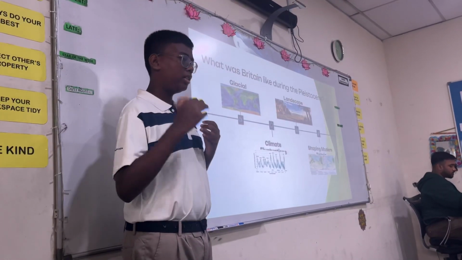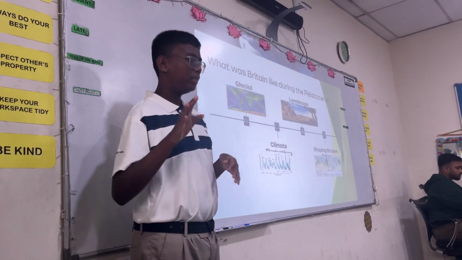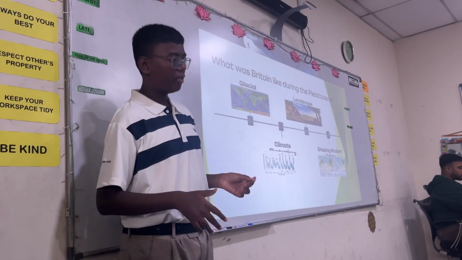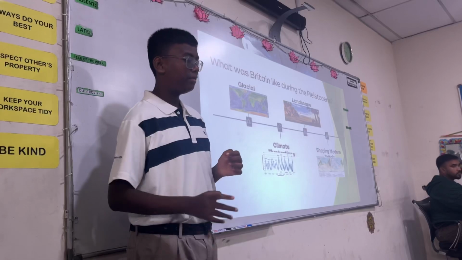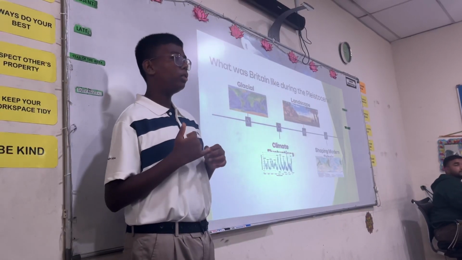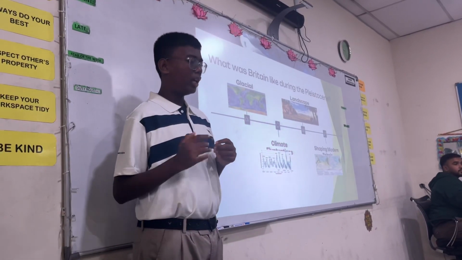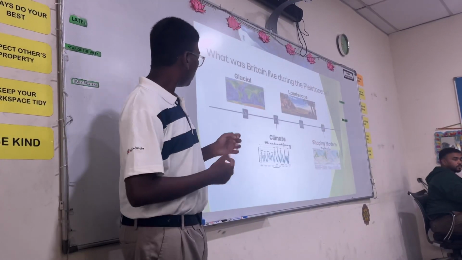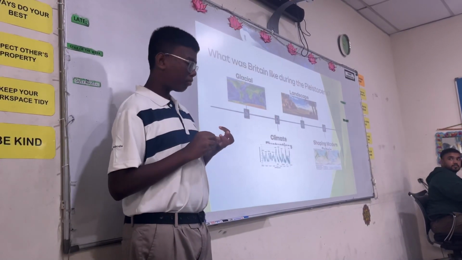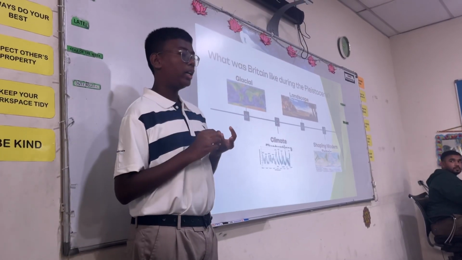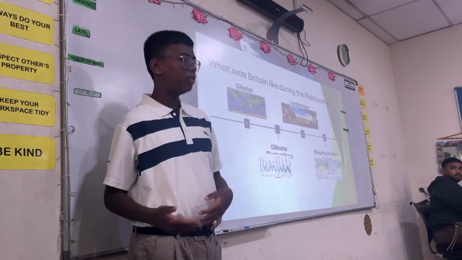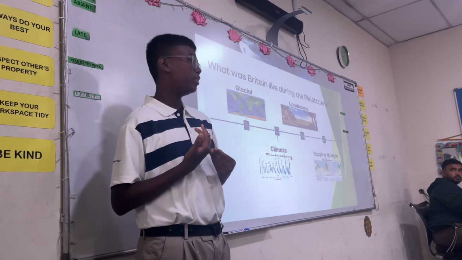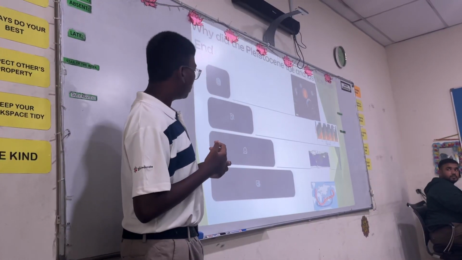Shaping modern Britain. As I said, it shaped modern Britain through coastlines. At that point in time, sea level was 120 meters or 400 feet lower, and this created coastlines once the ice age ended.